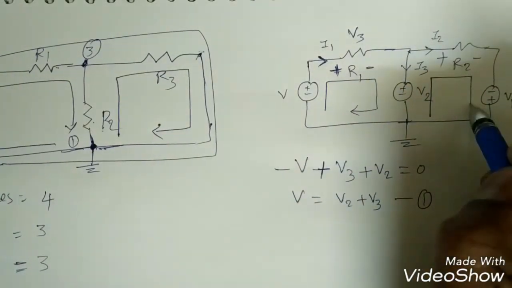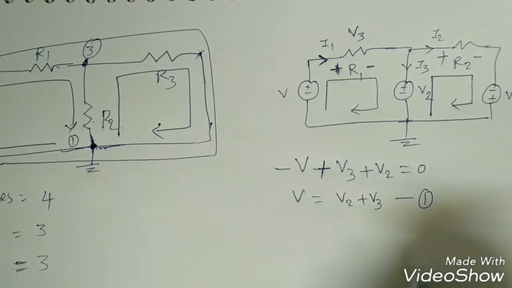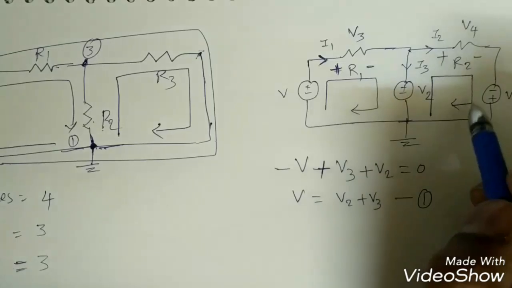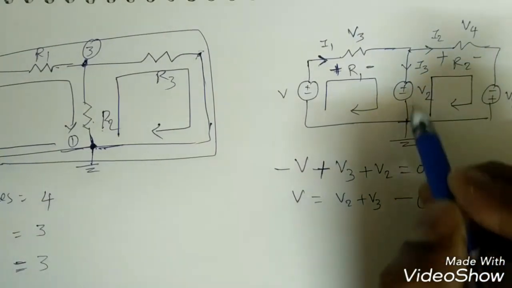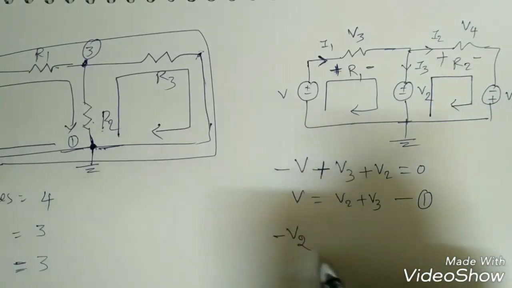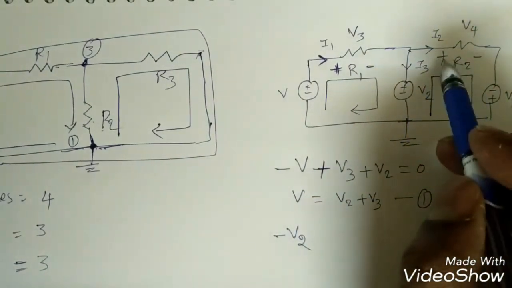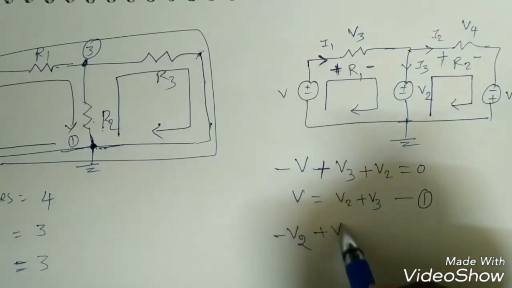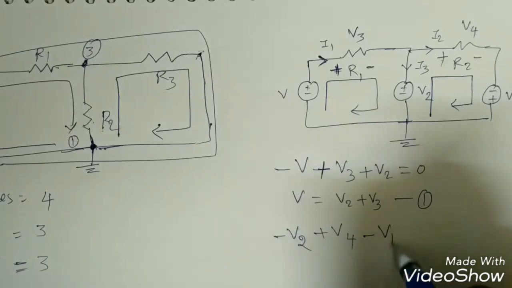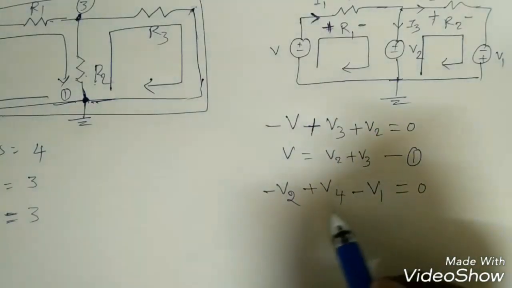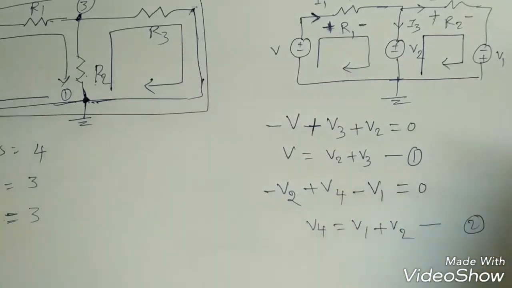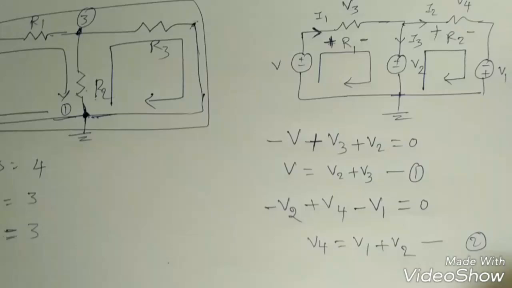Similarly, if I apply KVL around this loop, again we need to give some notation, that is V4 if I give here. Now go with the direction again. So if I go like this, it is touching the minus terminal, so it will become minus V2, and if I go here plus, and it is touching, so plus V4, and it is touching again minus, so minus V1 is equal to 0, right? How can I write this one? V4 is equal to V1 plus V2. This is second.